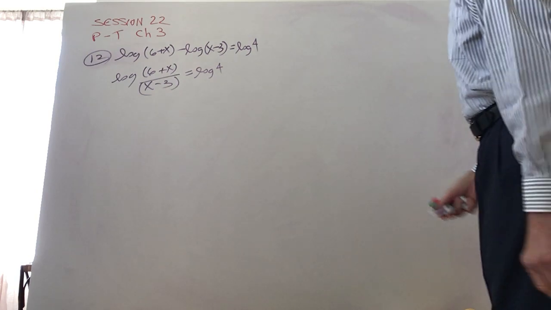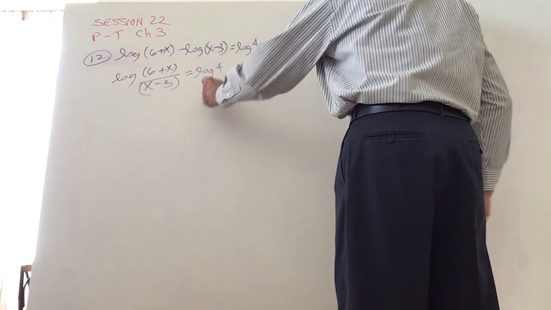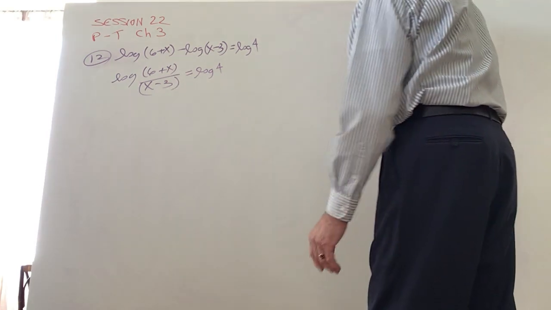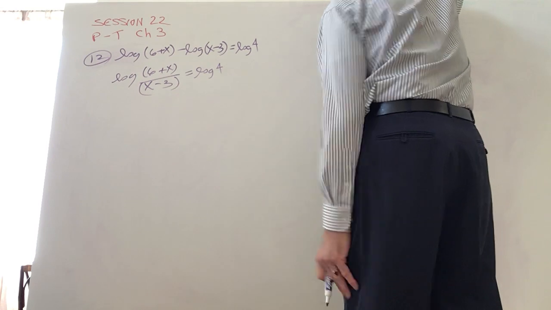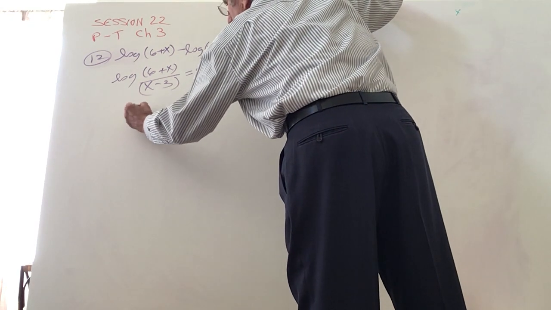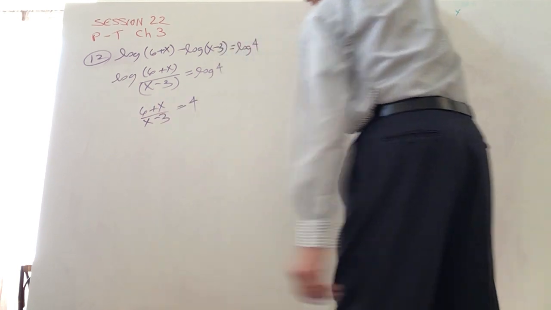By virtue of the equal sign, if you see a log on one side, this something here should equal the log of that something. The two somethings should be the same. So log of x should equal log of x. Those two should be the same. So (6 plus x) on the left over (x minus 3) should equal 4.